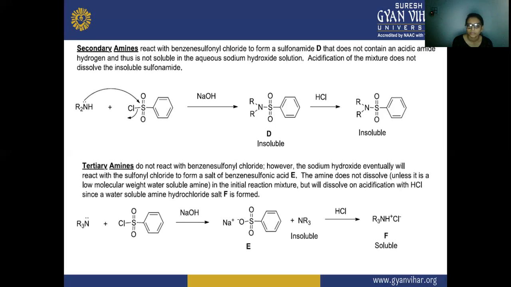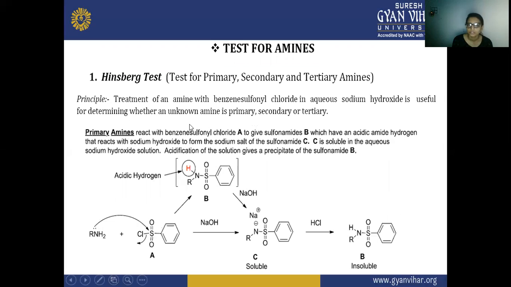So in the case of your tertiary, in this Hinsberg test, this is used for differentiating an unknown amine, whether it is a primary, secondary, or tertiary amine. So in the primary amine, you have seen that in the first step, there is a formation of a soluble salt. But after reacting with the HCl, there is a formation of the insoluble precipitate.